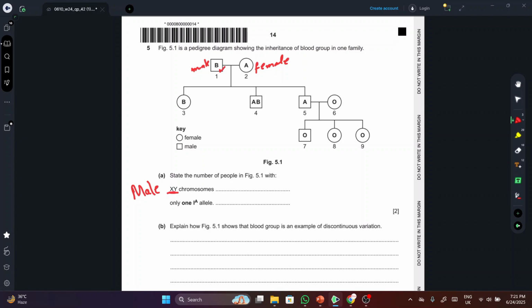So number 1 is a male, number 5 is a male, 4 is a male, and 7 is a male. So 1, 2, 3, 4. So you can say the 4 are the male because they contain X and Y chromosome.